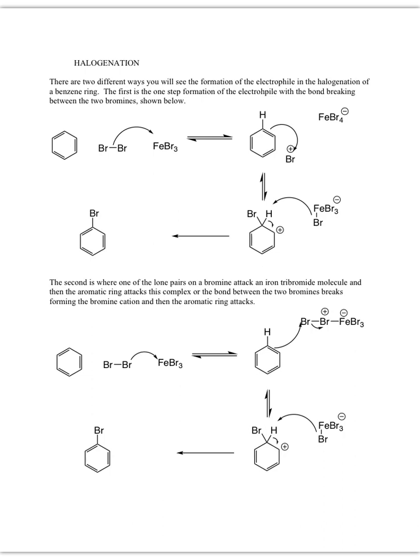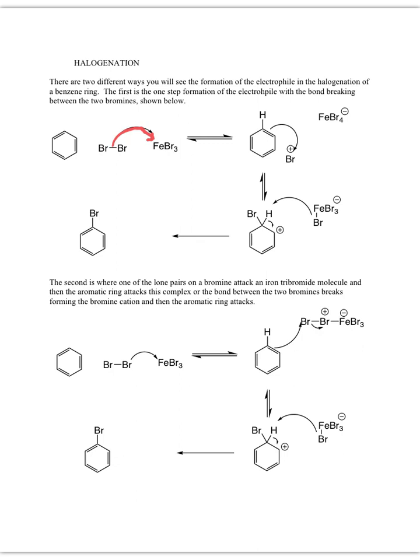So there are two ways we can see about drawing the electrophilic aromatic substitution reaction with the halogenation. Depending on where you see it, you may see it either way. Neither way is right or wrong. Either way is fine. So we can have the bond between the two bromines break, attack the iron bromide.